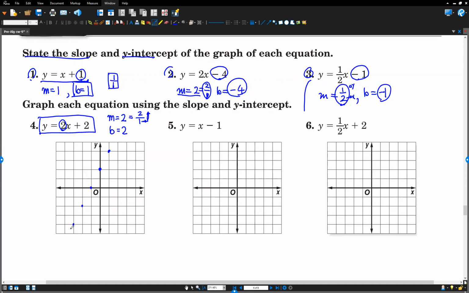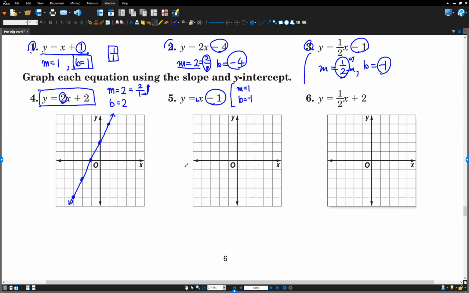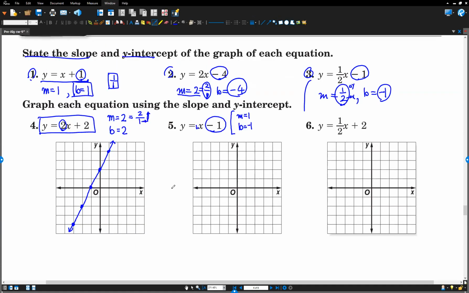Now let's make a graph. That is the graph. All right, number 5. Slope is the coefficient of x, slope is 1. This is the y-intercept altogether. Y-intercept is -1. Now, how can you find the graph? We start with this number. On the y-axis, where is the y-intercept? This one, -1 down. That is our starting point.